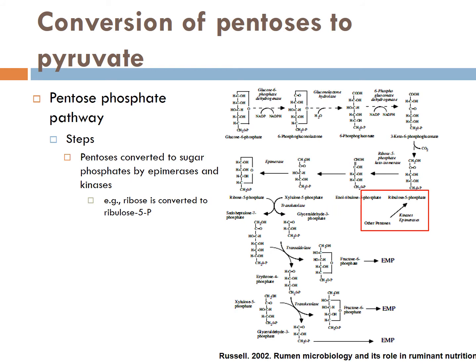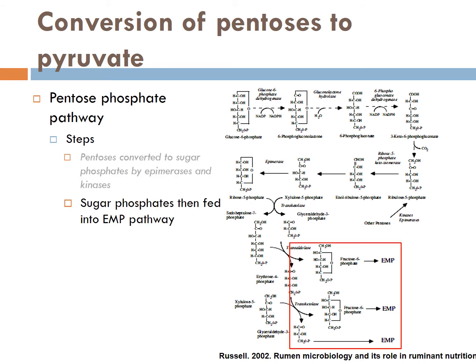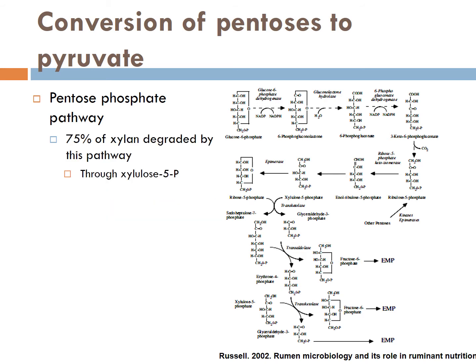In the pentose phosphate pathway, pentoses are first converted to sugar phosphates by epimerases and kinases. For example, ribose is converted to ribulose 5-phosphate. These sugar phosphates are subsequently converted through a number of intermediates and then fed into the EMP pathway. There are a number of steps involved, and you're not responsible for knowing the details. The pentose phosphate pathway is the predominant one for degradation of xylan found in hemicellulose. A full 75% of the xylan is degraded by this pathway. Xylan enters through xylulose 5-phosphate.